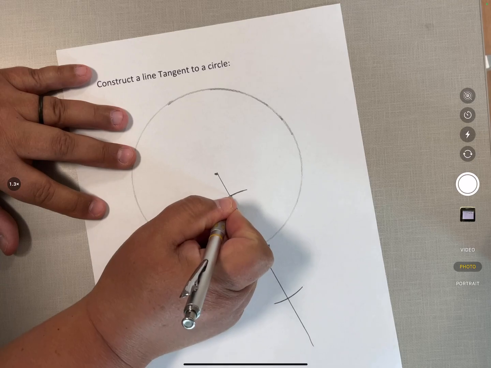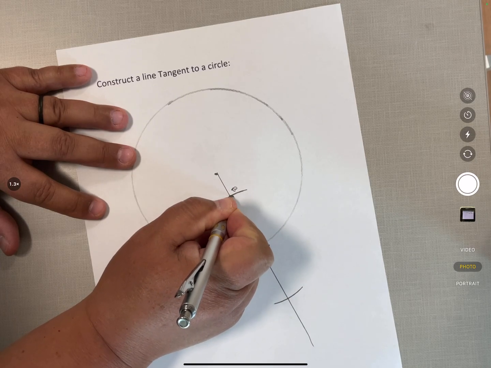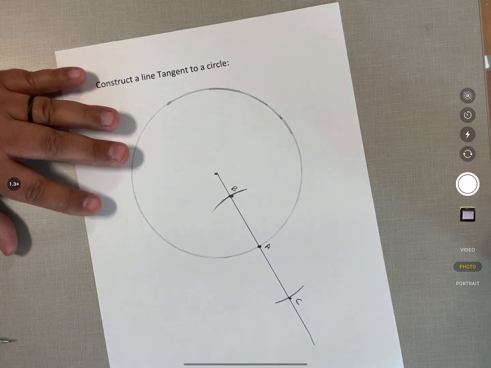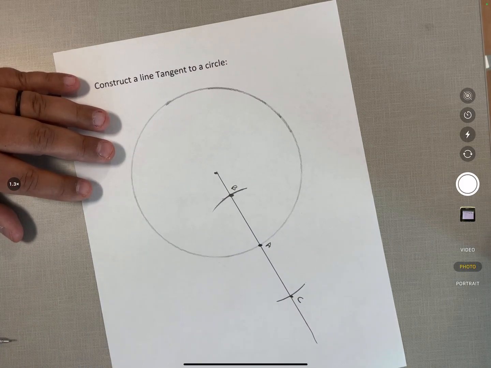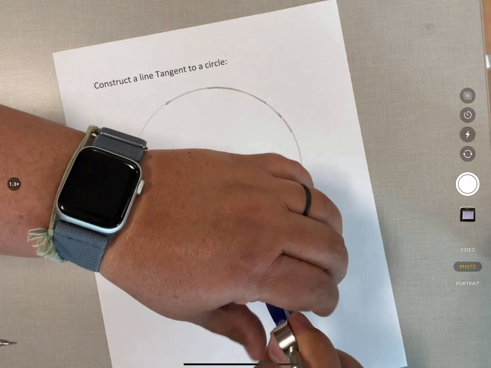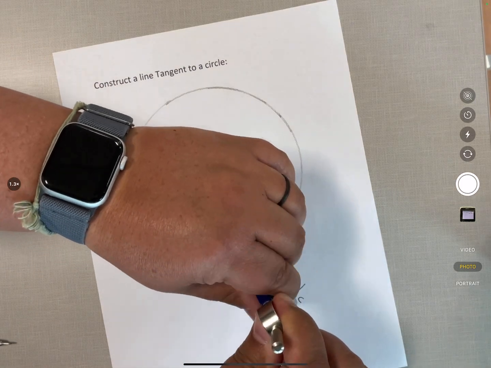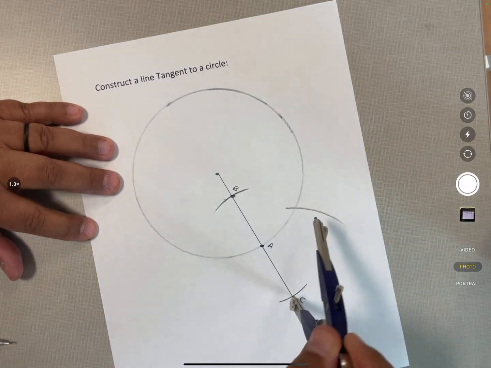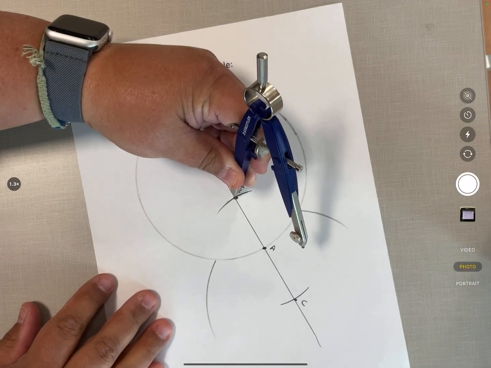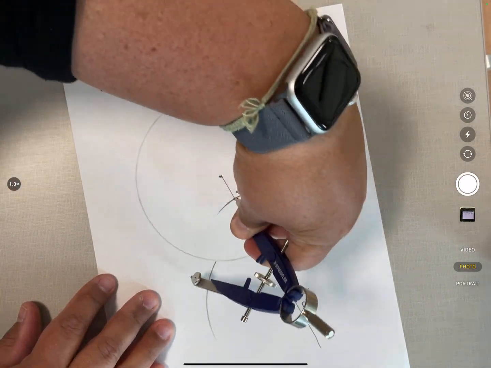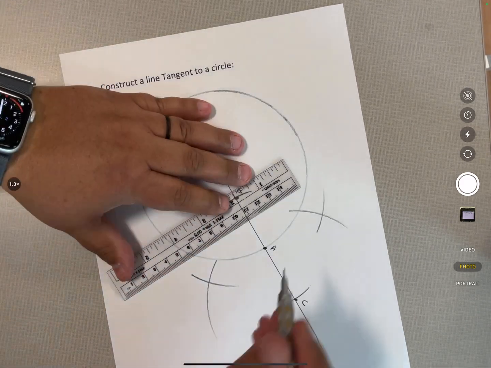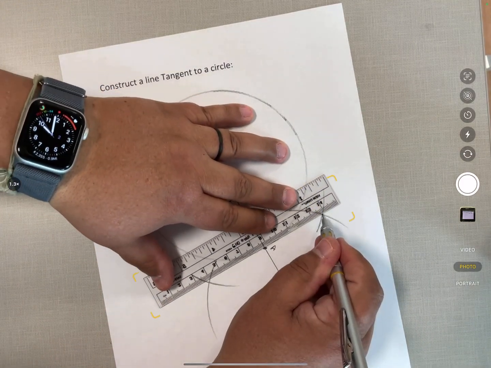So I'm going to call these points B and C. That's point B. This is point C. It also looks like a TIE fighter. And we're going to bisect between B and C. So put your point on one of them, open up more than halfway, and I'm just going to do an arc above and below. Preserve the distance and do the same from the other point, above and below. And where they intersect should be the line that's perpendicular to this line. It should also go through A.